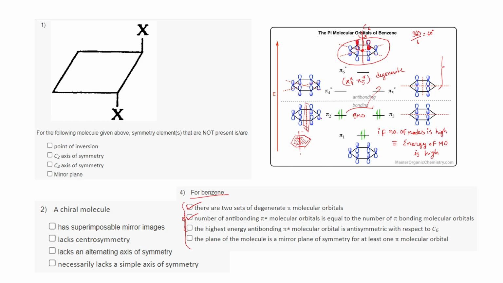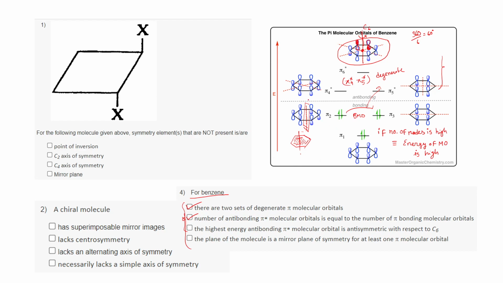If you can see, for pi 2 and pi 3 there is only one nodal plane, but for pi 4 and pi 5 they have two nodes each. So eventually it is correct that pi 4 and pi 5 have higher energy than pi 2 and pi 3. Okay, so that has been established, and you have also said that the antibonding will have higher energy than the bonding molecular orbital. Yes.